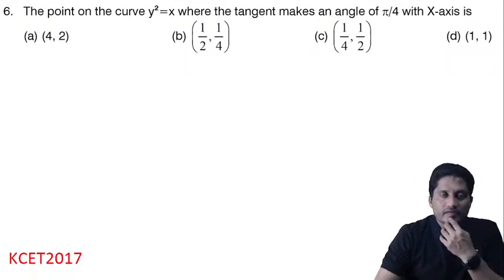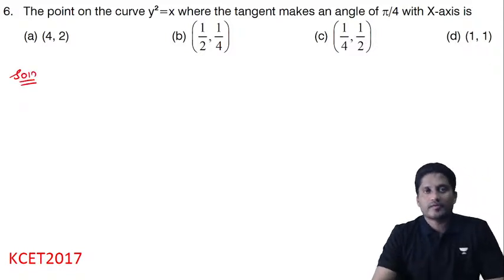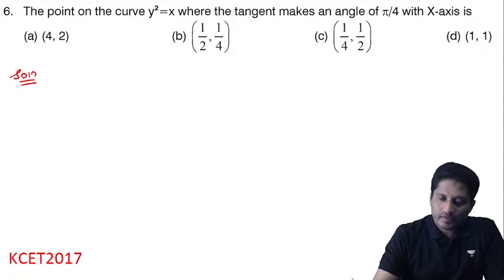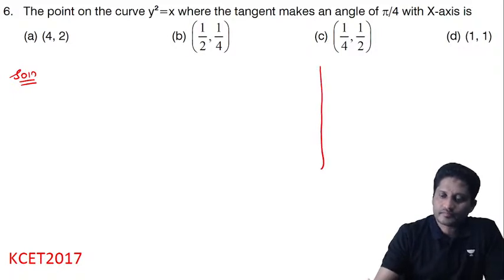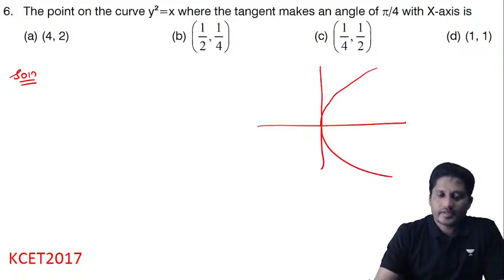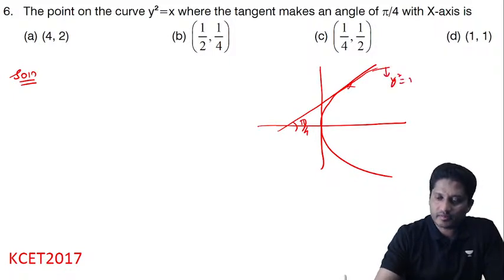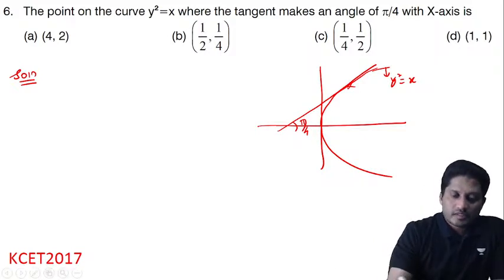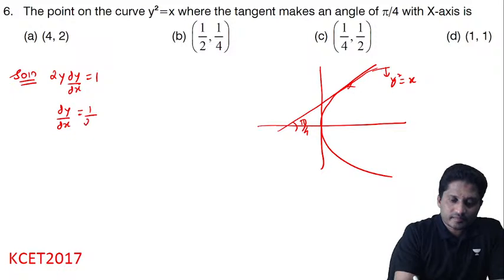The point on the curve y square is equal to x where the tangent makes an angle pi by 4 with the x axis. Curve is y square is equal to x, a right parabola. We are supposed to find the point. If I differentiate y square is equal to x, you get 2y into dy by dx is equal to 1, right? From this I can write dy by dx is equal to 1 by 2y.